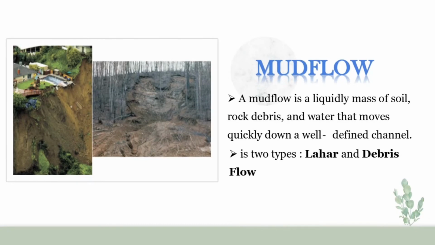Mud flow. A mud flow is a liquidy mass of soil, rock debris, and water that moves quickly down a well-defined channel. Generally viscous and muddy-colored, it can be powerful enough to move large automobiles and buildings. Heavy rainfall that saturates the loose soil and sediment causes mud flows, which are most common in mountainous semi-arid areas with little vegetation. A mud flow is of two types: lahar and debris flow.